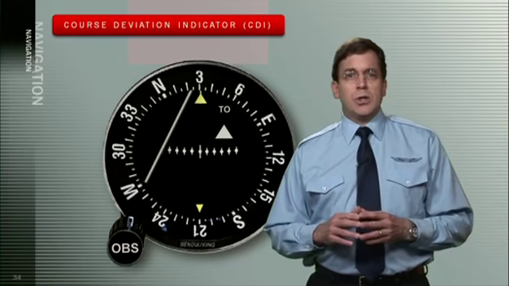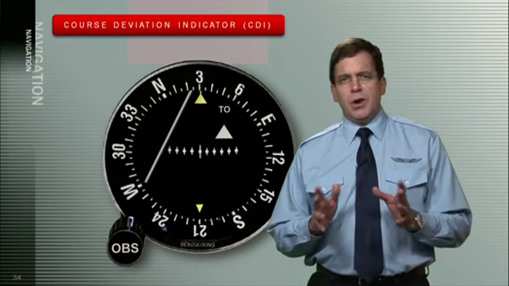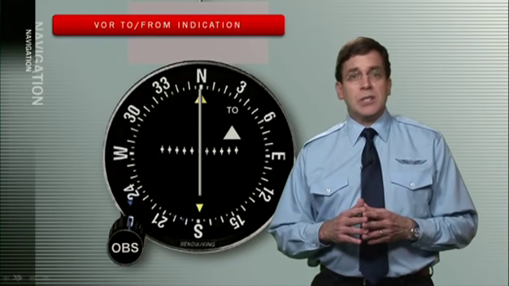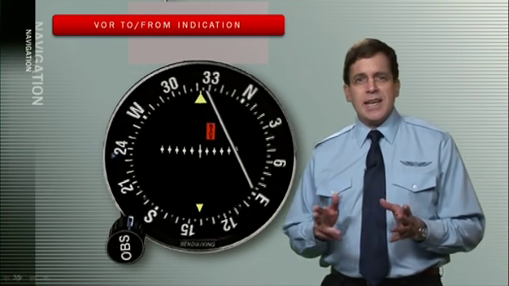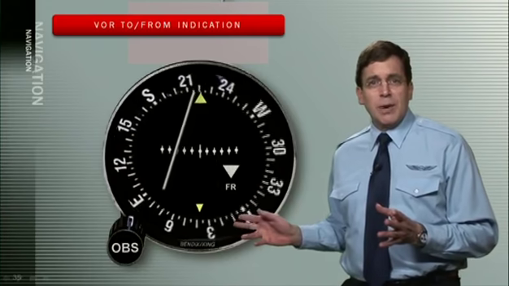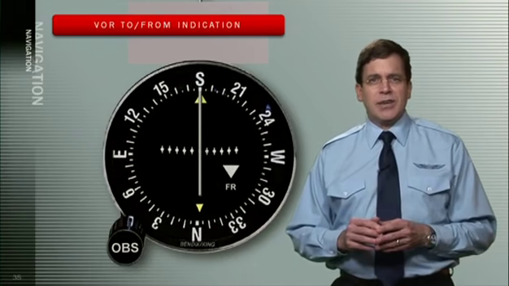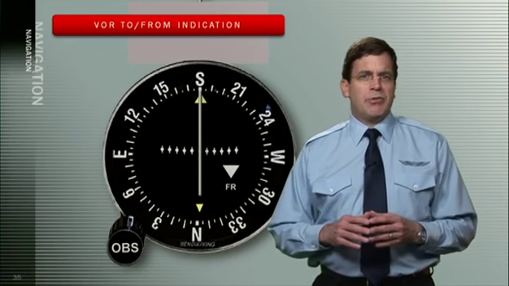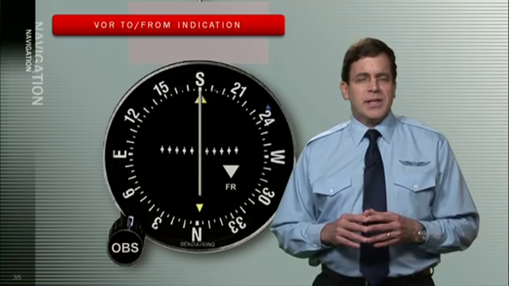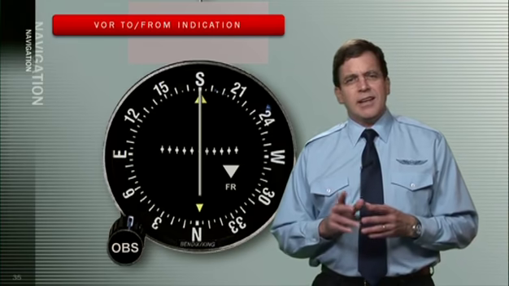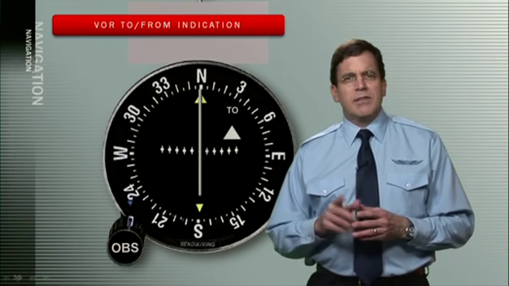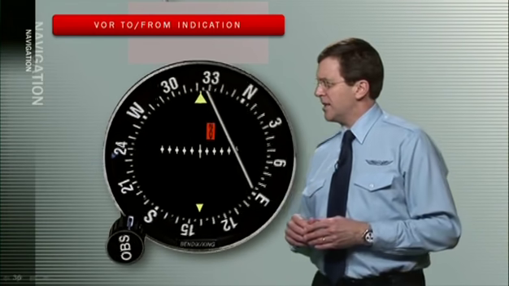Next, let's animate the to from indicator. Note, as we change the 360 degree radial and select the 180 degree radial, the CDI needle deflects first to the right and then to the left until centering. At the same time, the to from changes to from. During this transition, the nav flag briefly appears. Now let's do this once more. Note the indication as shown previously.